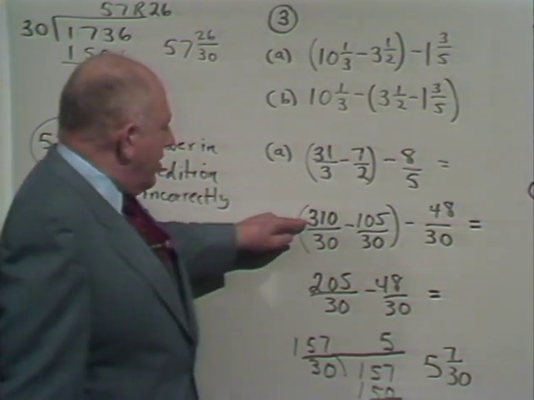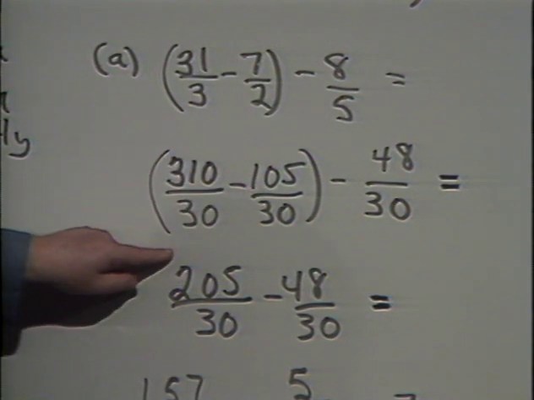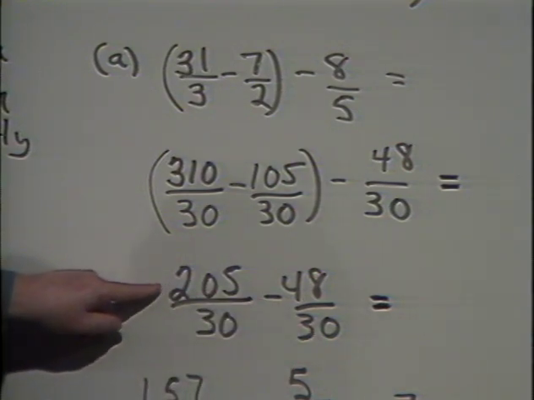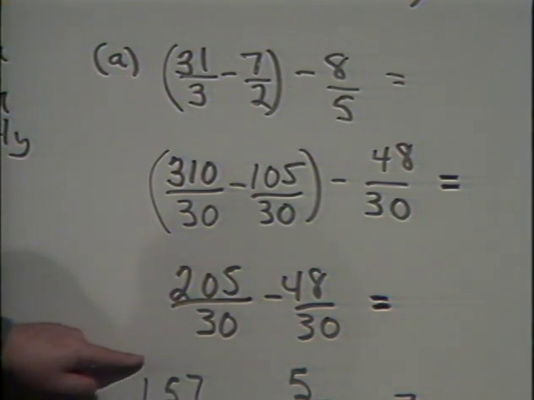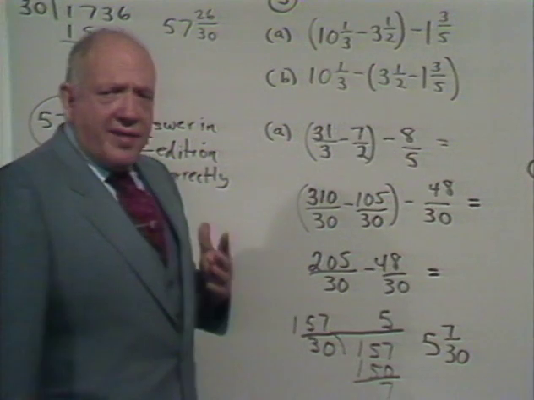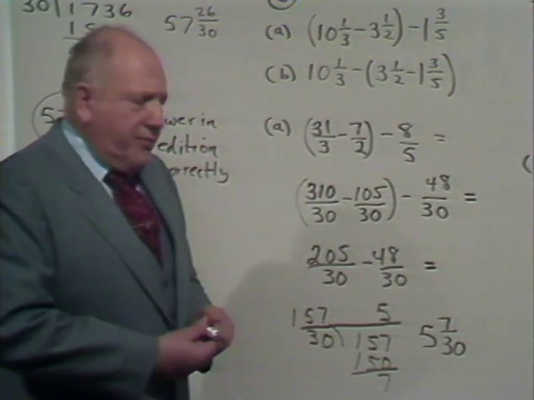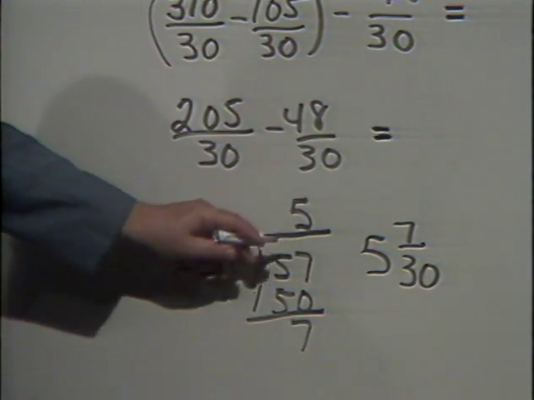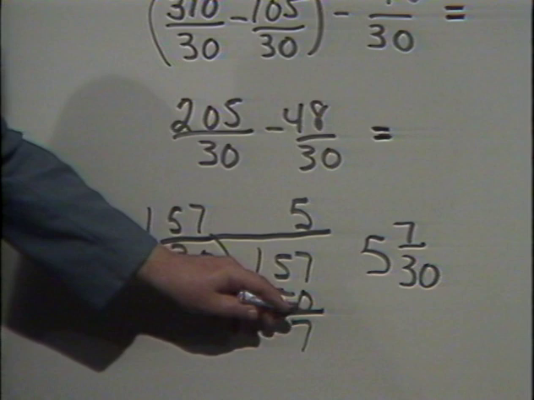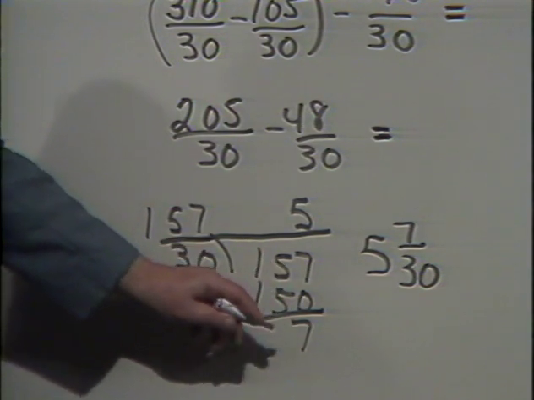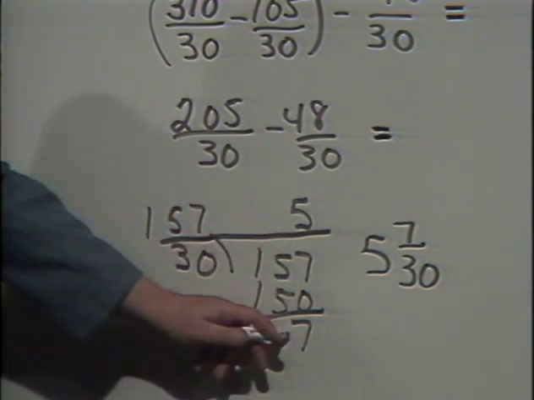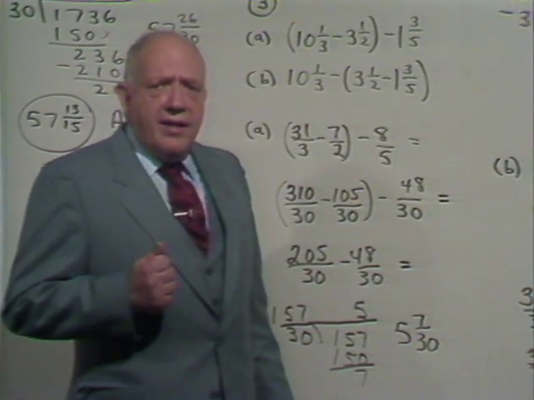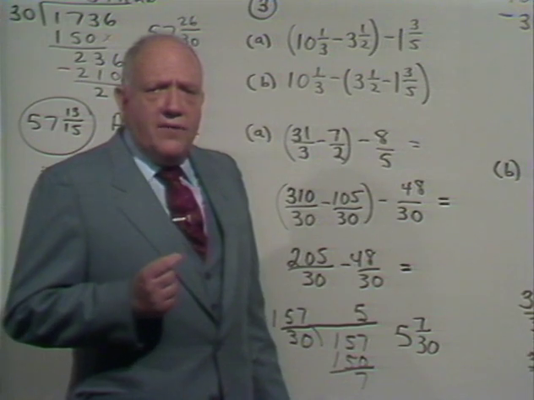At any rate, you see 310 minus 105 is 205 thirtieths. We subtract 48 thirtieths from 205 thirtieths. That leaves me with 157 thirtieths. That's the answer as an improper fraction. I now divide the 30 into 157. 30 goes into 157 5 times. 150 from 157 is 7. So the answer is what? 5 and 7 thirtieths.